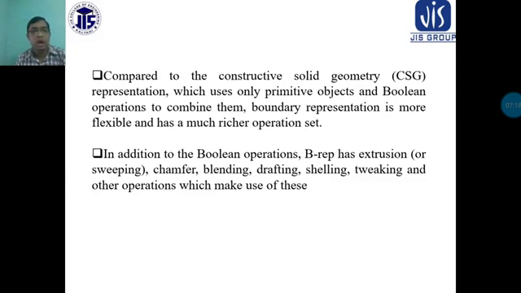Then there are tweaking and other operations, which make use of this concatenation here.